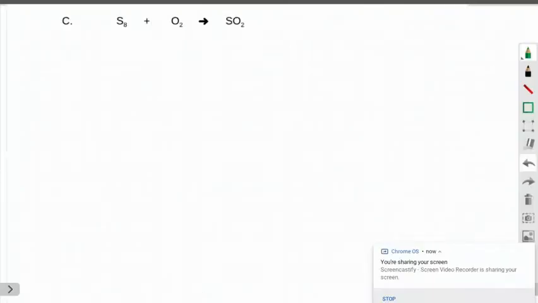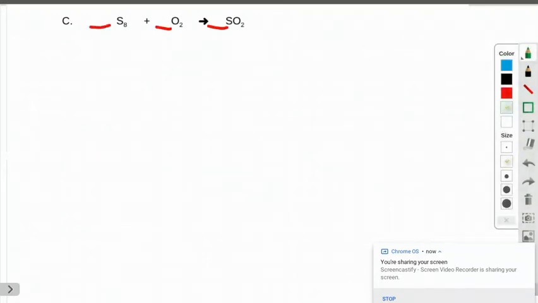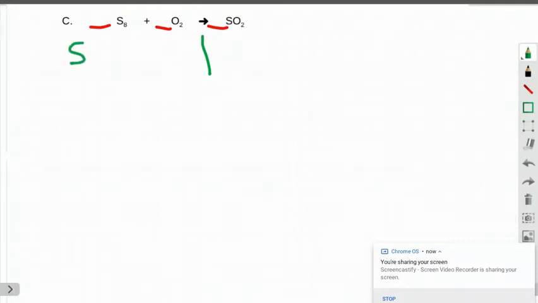So if we take a look at the next example, I'm going to start by adding lines for the coefficients so you can see what numbers I'm placing in front. And I'm going to add a line on the yields arrow so that we can tell what is a reactant versus a product. So if we take a look at the reactants, we have S8 plus O2. So those are 2 different elements. We have S, and we have 8 of them. We have an O, and we have 2 of those oxygens.